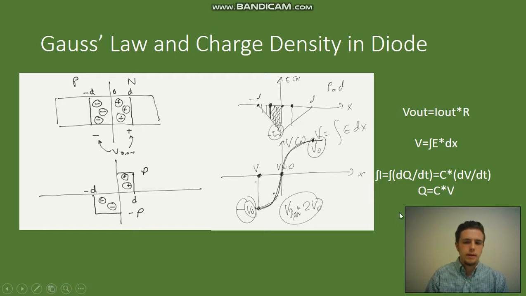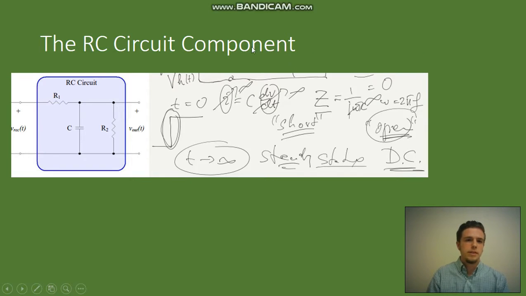So what can we use here? Let's take a look at the current, which is equal to the instantaneous change of charge over time, and if we integrate both sides here, we get Q equals C basically times instantaneous voltage, which we can use a capacitor to achieve. And now, speaking of capacitor, let's look at the RC circuit component.